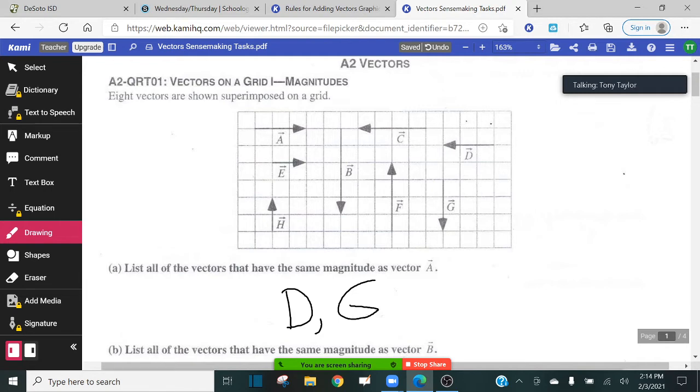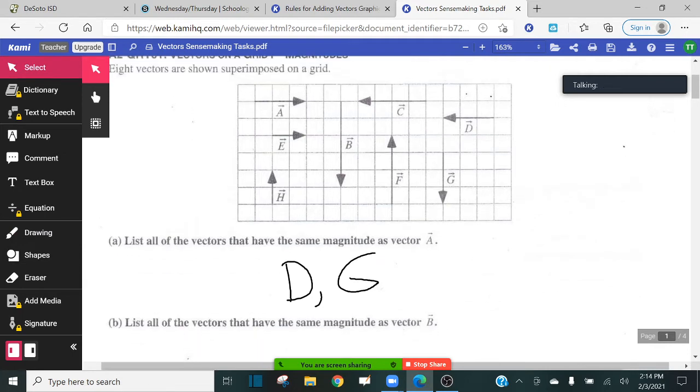Okay, so guys, remember, magnitude just means how long the vector is. If you look at vector A, it is 1, 2, 3 units long. So basically, you're going to count these vectors and see which ones are exactly 3 units long. We see that's true for D. This is 1, 2, 3. And that's true for G as well. 1, 2, 3. Now, of course, this one right here may be pointed in a different direction compared to this, but that's okay. For now, we're not concerned with direction. We're solely concerned with magnitude for this particular question, 1A.